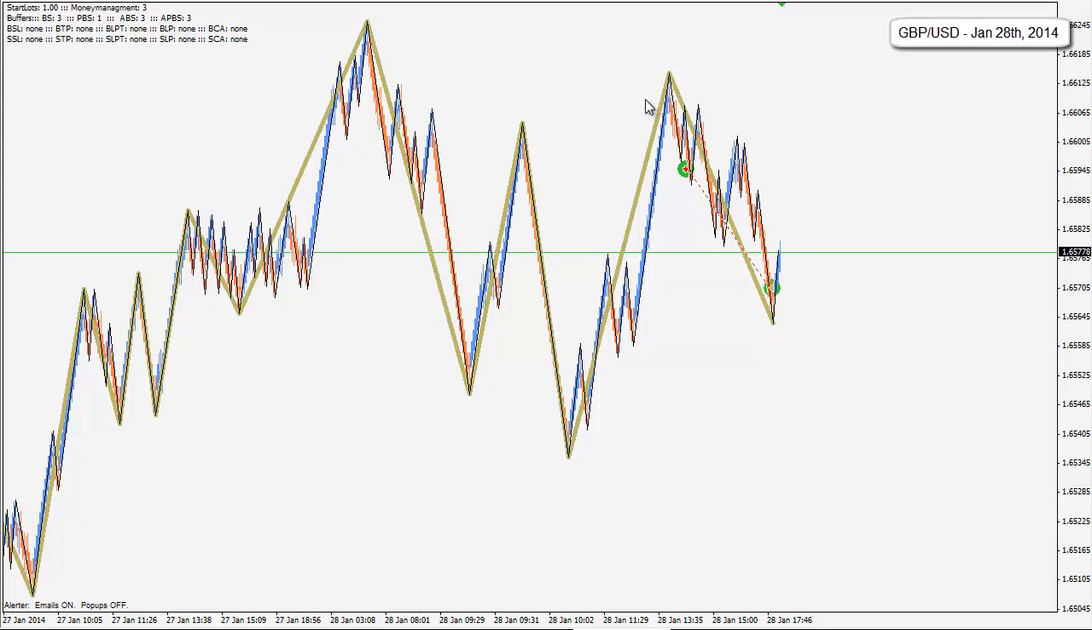Okay, it wasn't the fastest trade in the world, but this one has gone to the take profit.